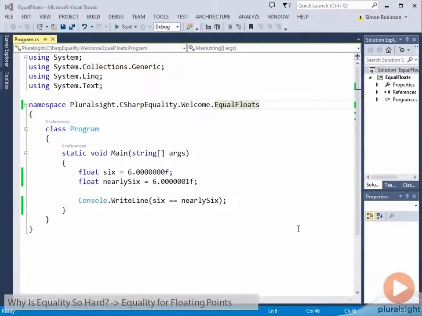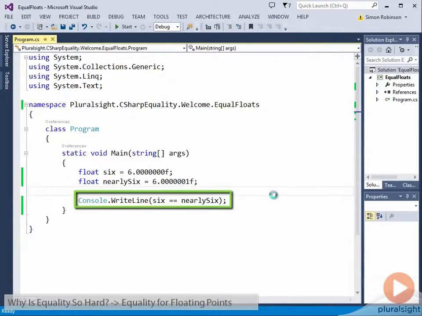Here are two numbers, 6.0 and 6.00, lots of zeros, 1. Are they equal? Well, it looks pretty obvious that they are not equal. They differ in the final digit. And I have a line to check that. Let's run the code.